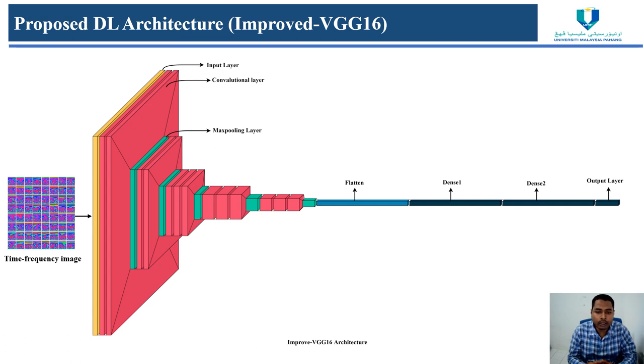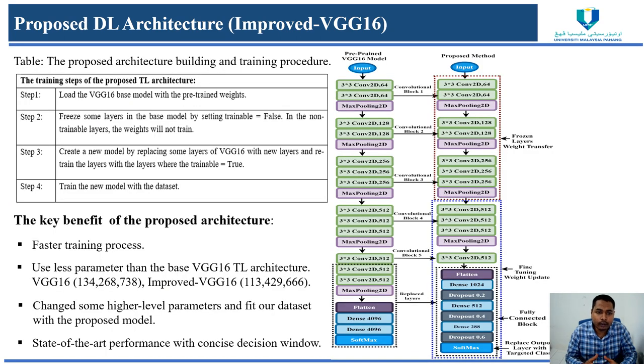The pooling method is used on the feature map which has gone through the convolution and the activation function. The dropout layer is used to prevent the overfitting problem, whereas the fully connected layer is used to classify the time frequency image. This table illustrates the proposed architecture building and training procedure.